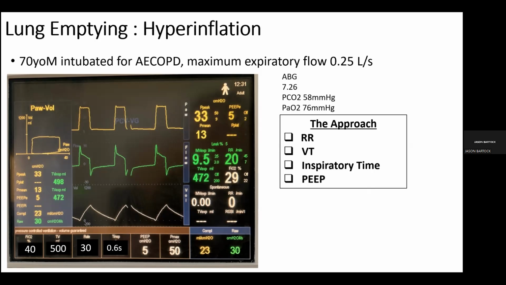You can change the inspiratory time by delivering a breath faster. This one's already 0.6 seconds if you look at the I time on this ventilator graphic. So that's pretty fast. You're probably not going to be able to deliver it any faster than that.